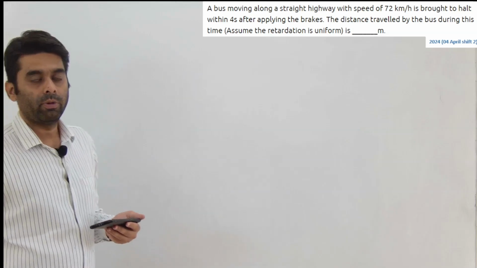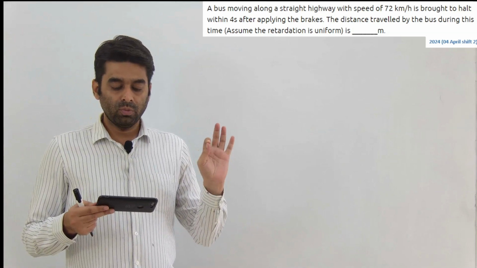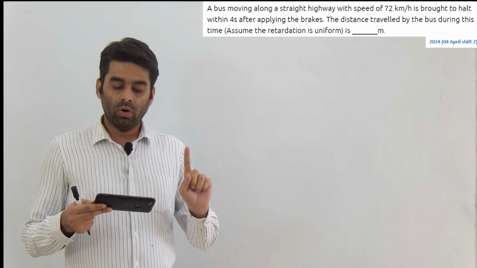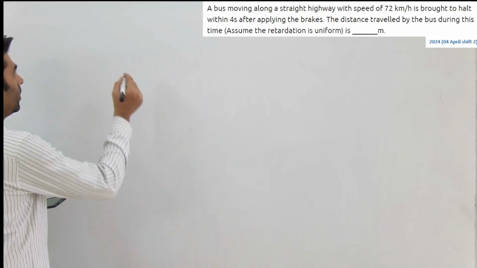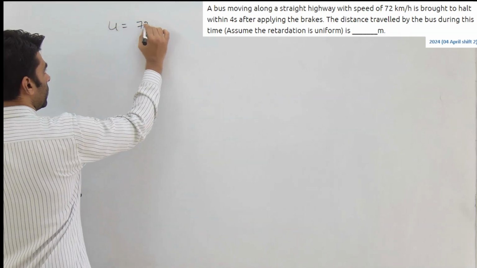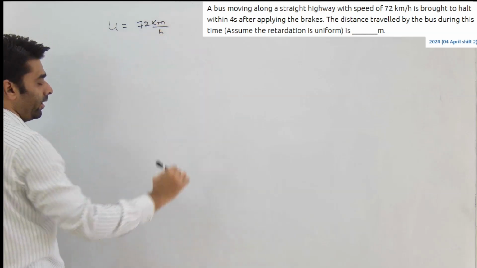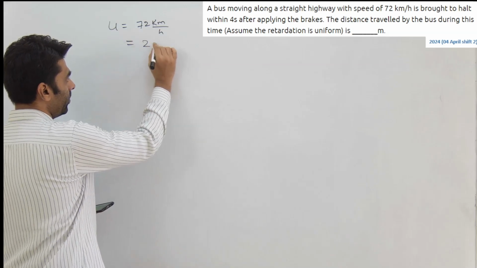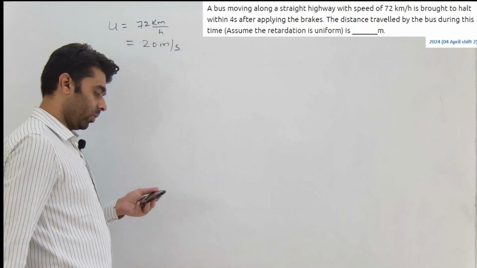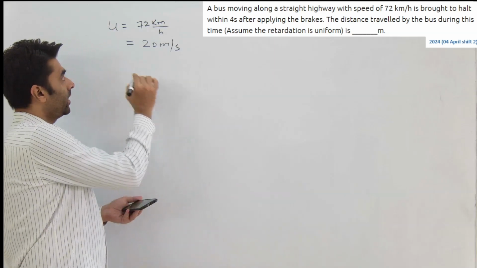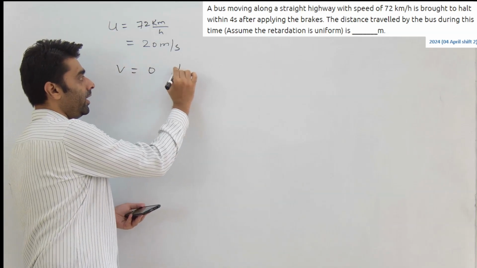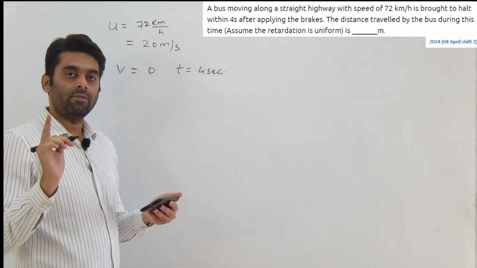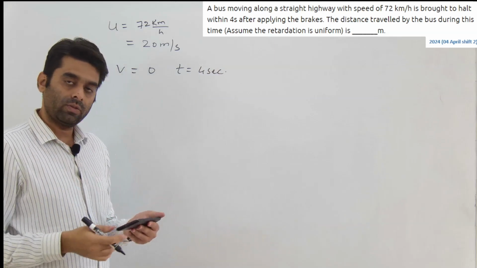Third question, let us see. It says a bus moving along a straight highway with speed of 72 km per hour is brought to halt within 4 seconds. So u value is given to us, 72 km per hour. Let us change to meter per second by multiplying 5 by 18. It will come out to be 20 meter per second. It is brought to halt within 4 seconds, that means final speed becomes 0 in time 4 seconds. After applying the brakes, the distance traveled by the bus during this time is asked.